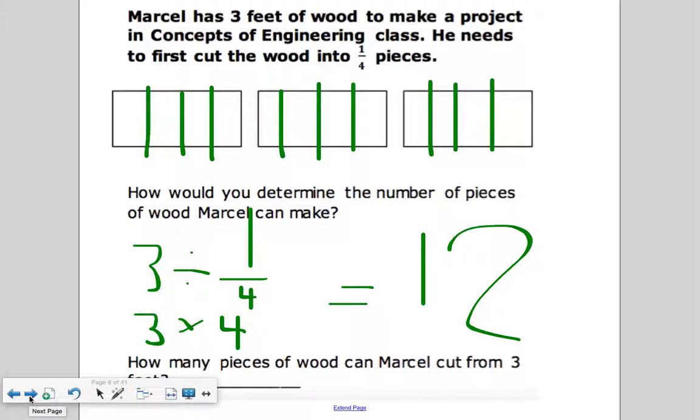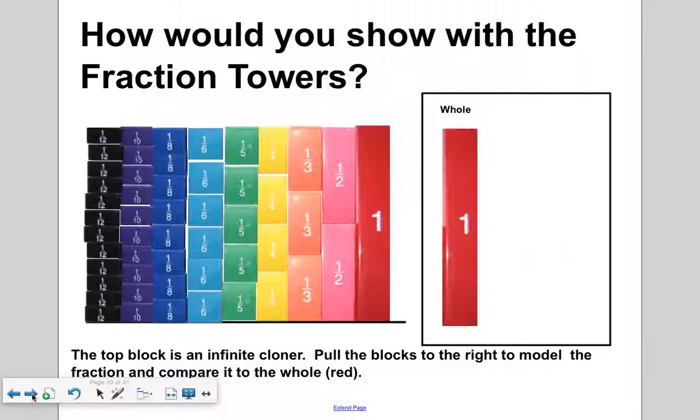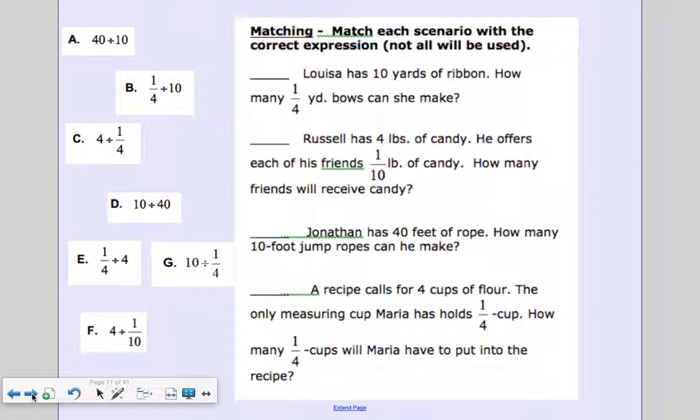Have we figured out on your own how to turn a division expression into a multiplication expression, how to rewrite it? Not yet? So before we do that, let's look at this.